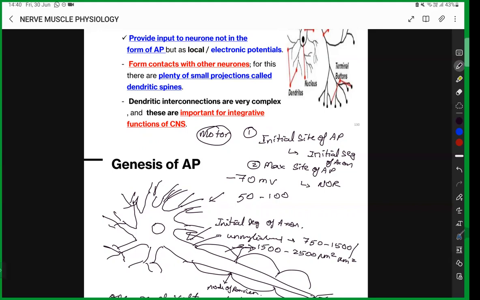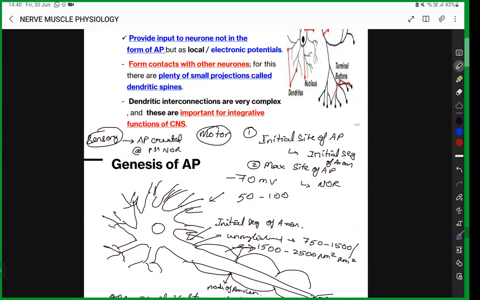Now you understood, right? This is motor. When it is in the sensory neuron, even the initial segment of the axon is going to be very short. Therefore, action potential is not generated at the initial segment of axon. Therefore, action potential is created at the site of the first node of Ranvier. That is what you need to remember.